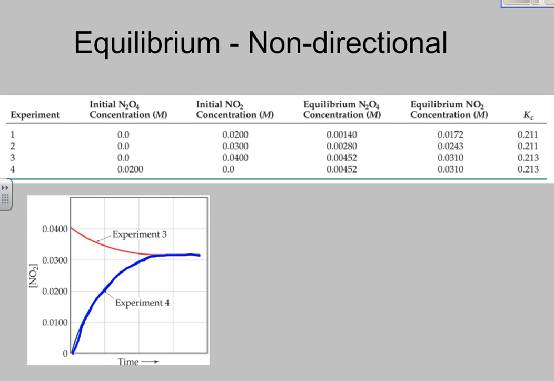So equilibrium is non-directional. You can reach equilibrium from either starting with all products, all reactants, and a slightly more complicated case, but one we're going to learn to deal with, a combination of both products and reactants.